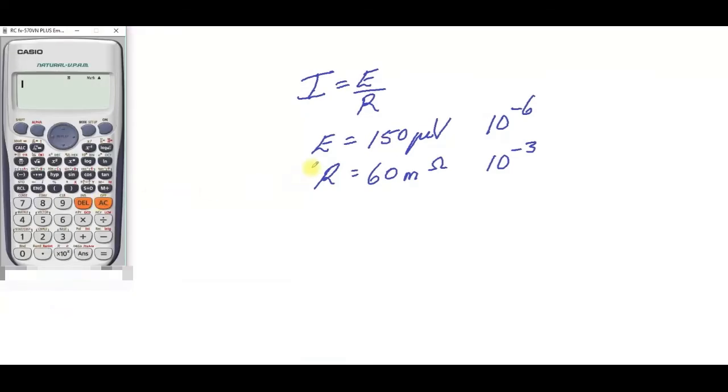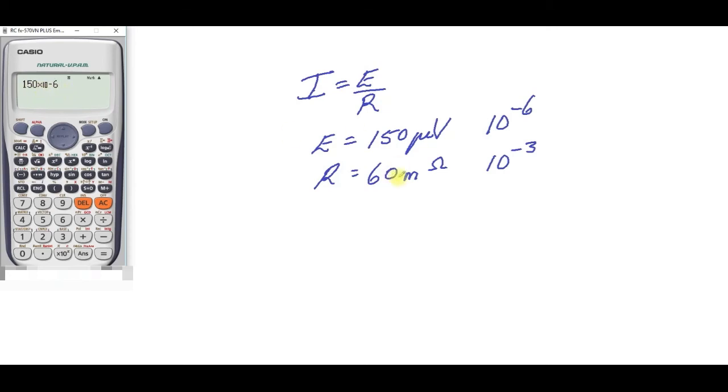Okay, let's do this on the calculator. We need to enter 150 microvolts into the calculator, which is 150 exponent minus 6. How do we do that? Press all clear. Good idea to do that in case there's remnants of a previous calculation. Every time press all clear. So we press 1, 5, 0. Now the exponent, minus 6. We've now got 150 microvolts in the calculator.